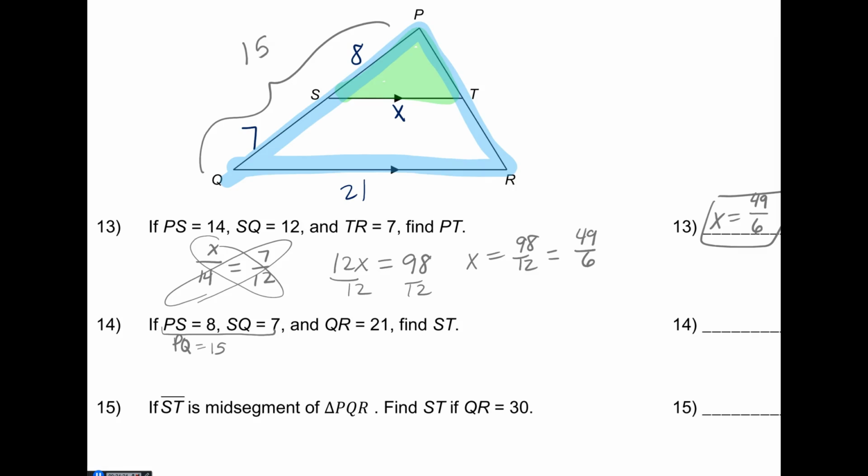Alright, Jacob, continue on. How would you do this? 8 over 15. So the small side over the total big side. The small side x over the total big side 21. Do we see where 15 came from? Yep. Okay. So small side over the total big side. Crisscross.